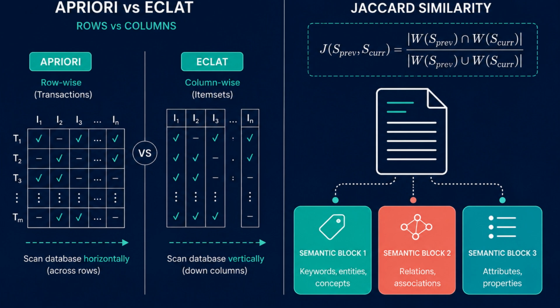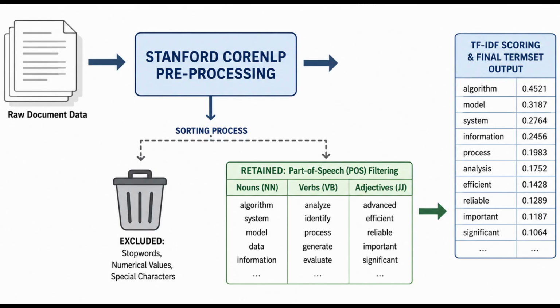Before any lines are drawn on our graph, our NLP pipeline goes to work, scrubbing the text, keeping only the most important nouns, verbs, and adjectives, and applying TF-IDF scoring. Now, let's take a look at the new front end.